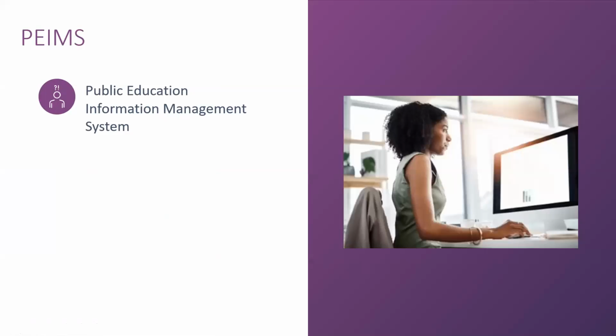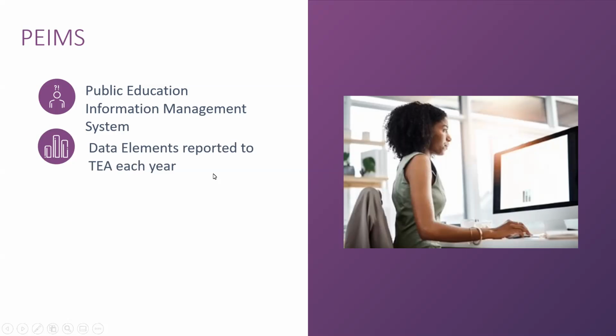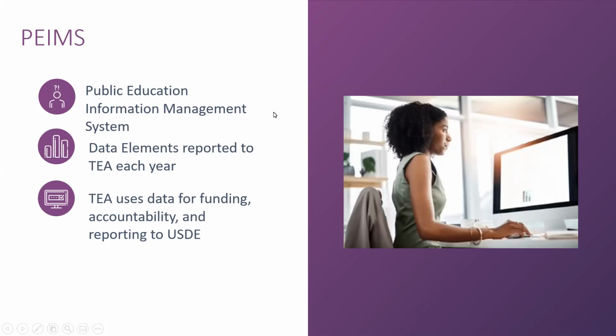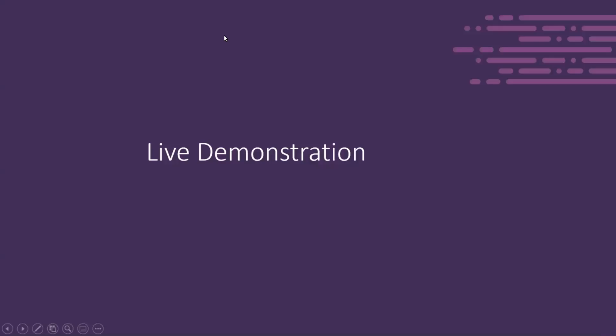So let's first just go through again a quick review of what is PEIMS. PEIMS stands for Public Education Information Management System. It's a way that the data elements are reported to TA each year. And then TA is going to take that information used for funding, accountability, and reporting and report that to the Department of Education, which I believe now takes us to our demo.